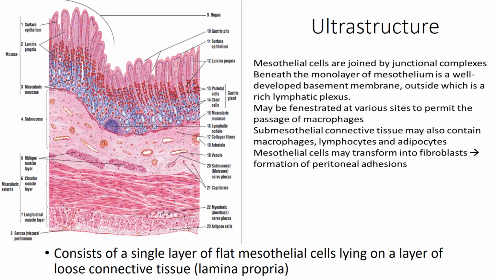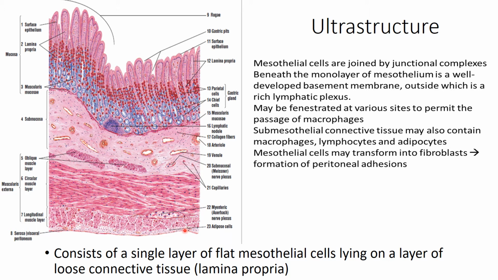Now let's understand the ultrastructure or the microanatomy of these peritoneal reflections. And the peritoneum, as evident here in this sectional view of the stomach, in the outermost layer we can see the visceral peritoneum or the serosa, and it consists of flattened cells. So it consists of a single layer of flat mesothelial cells lying on a layer of loose connective tissue, which is the lamina propria.